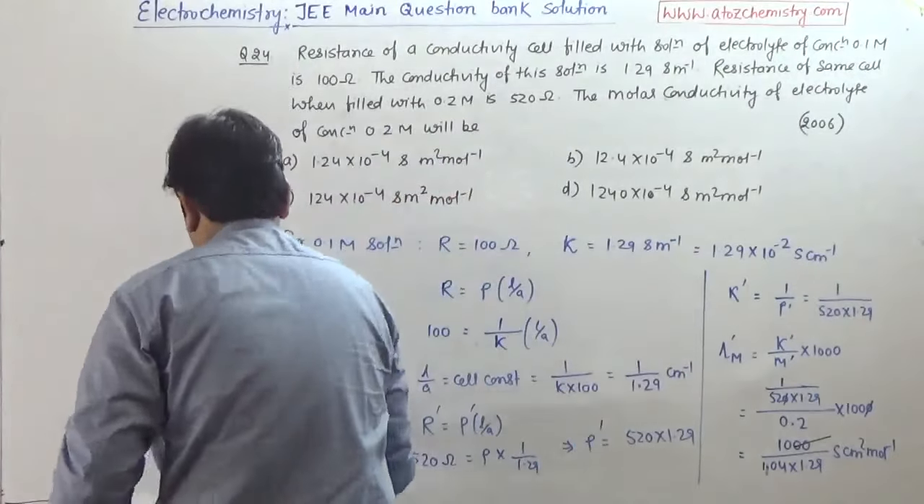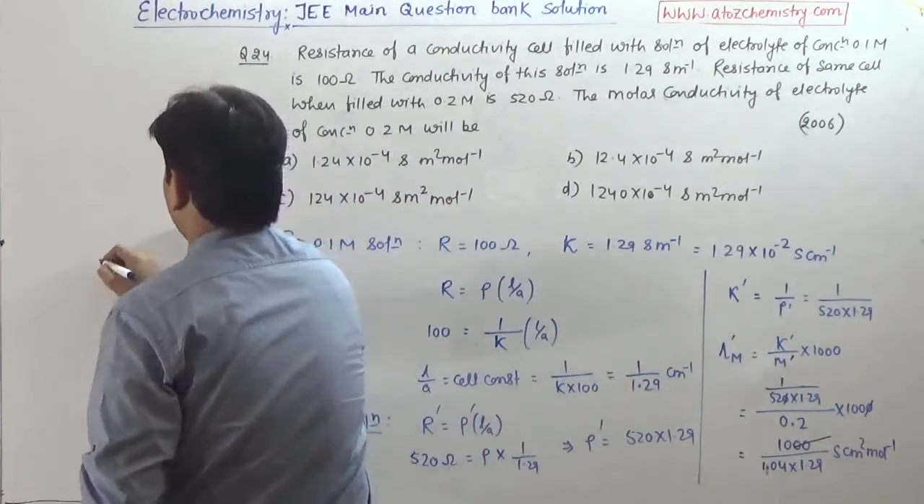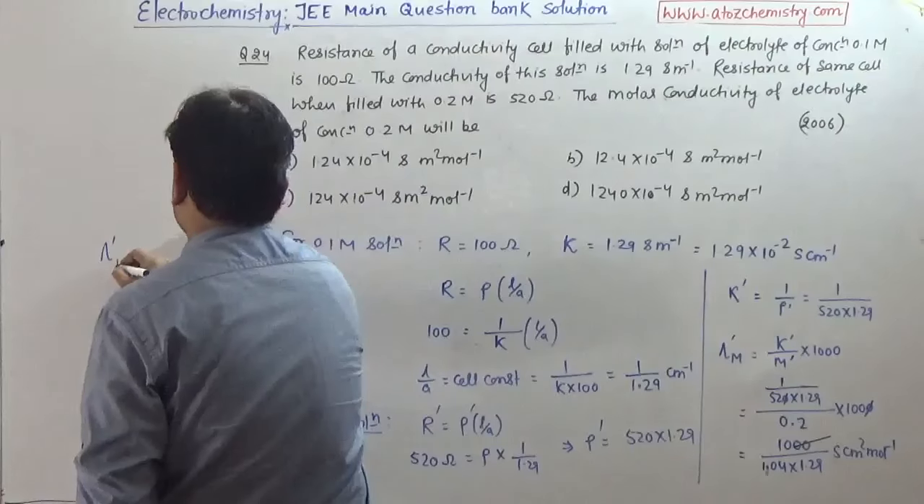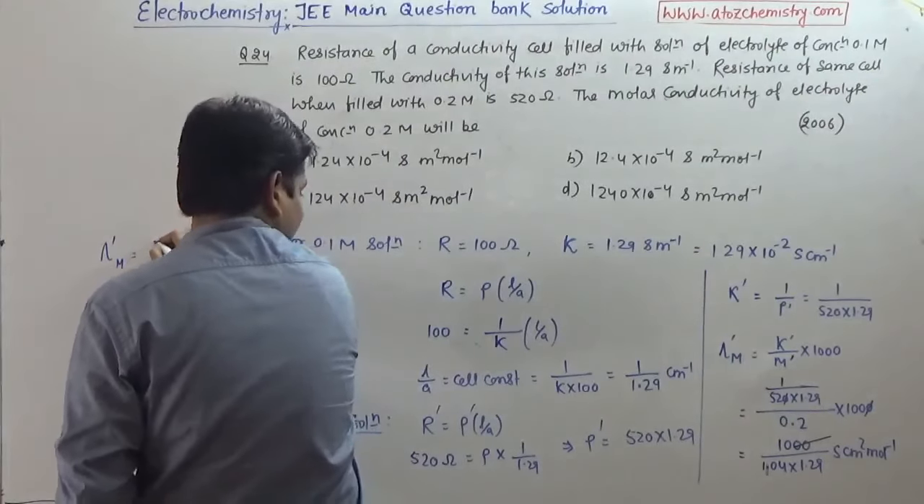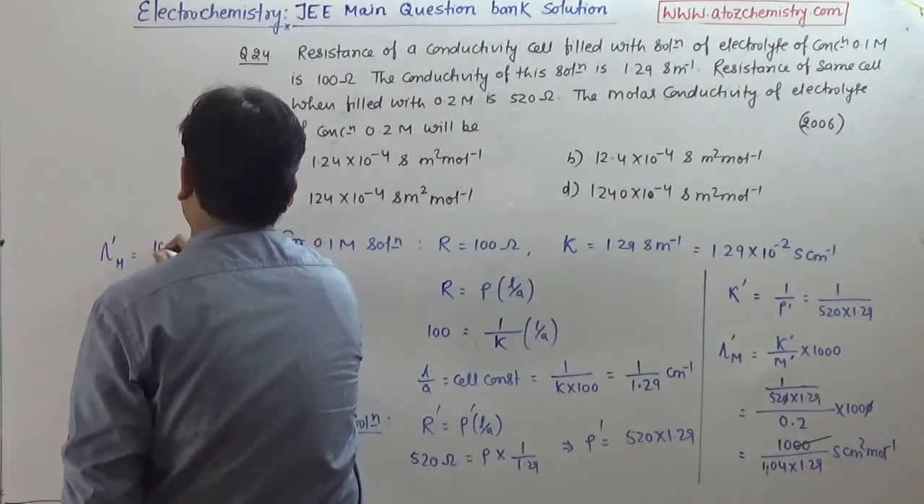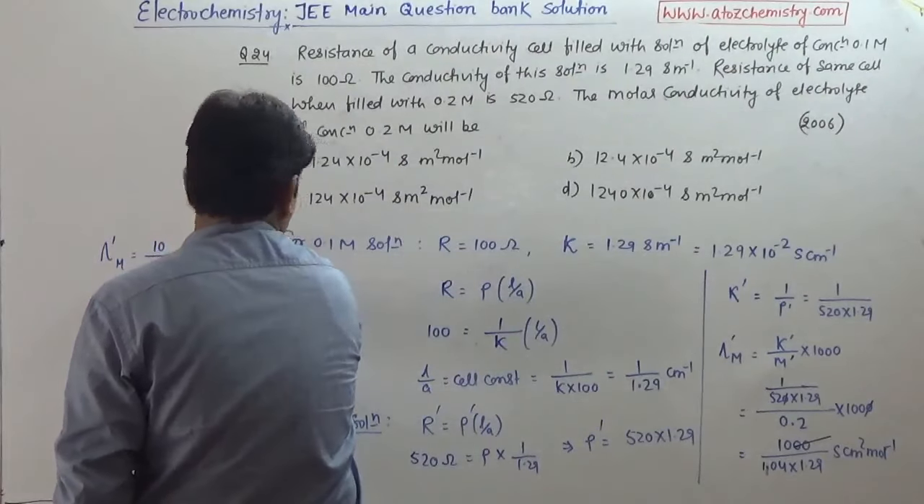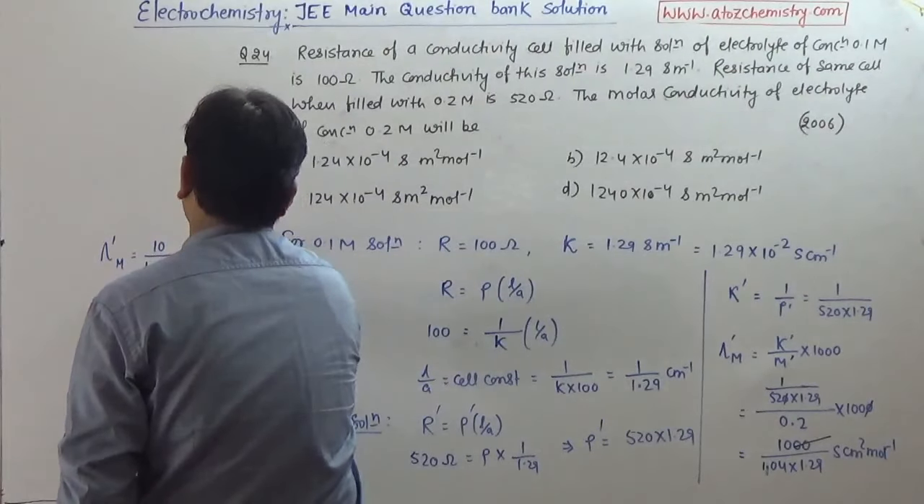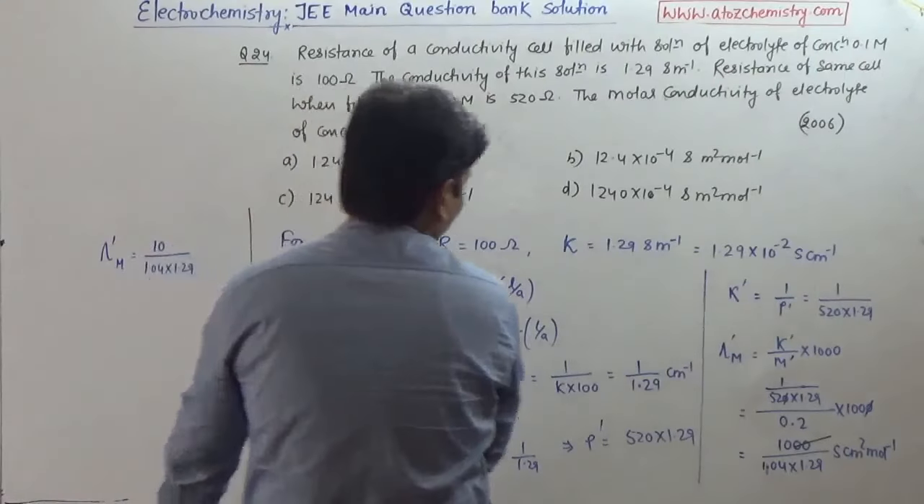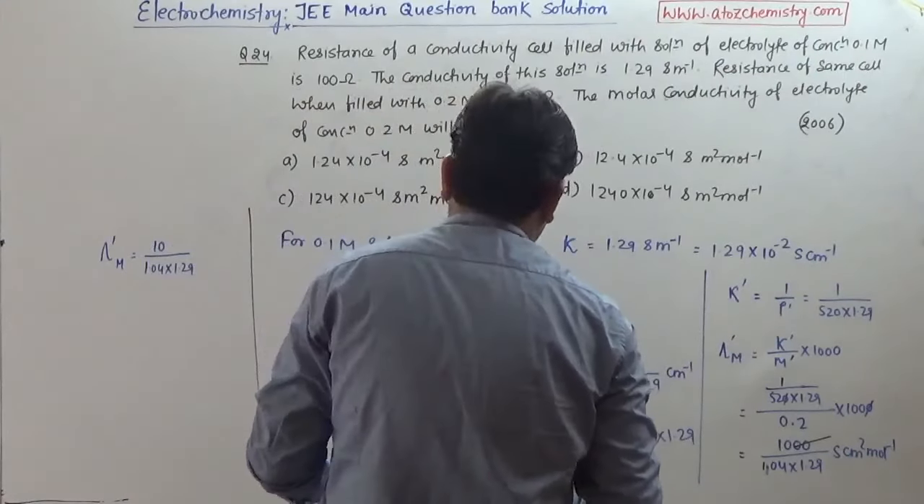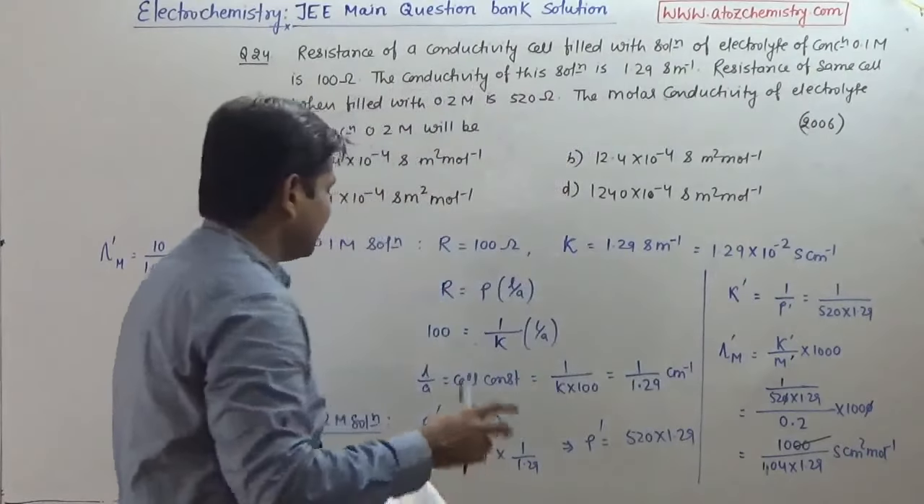Now if we convert this into meter square, then lambda dash m will be equal to 10 divided by 1.04 into 1.29. You can see the relationship.